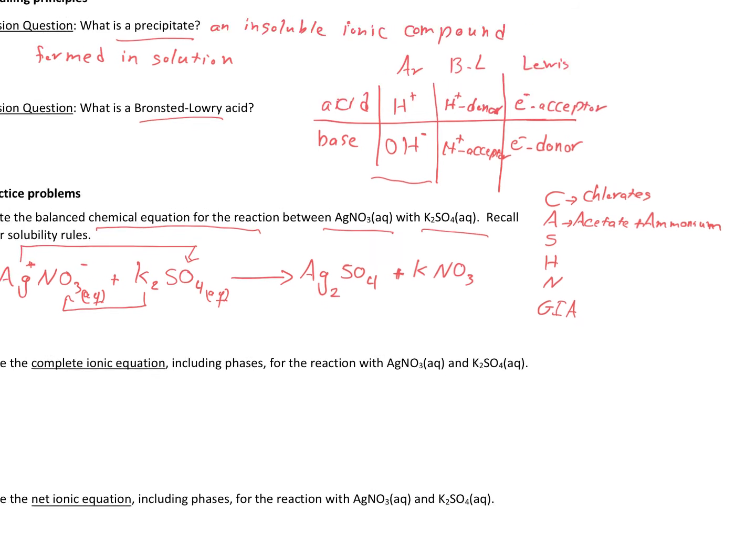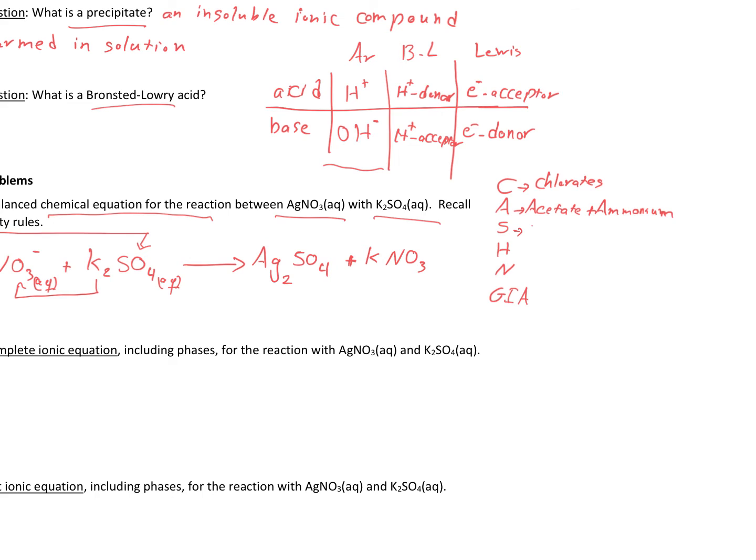Ammonium salts are soluble. Sulfates are soluble except if they are with CBS, the channel, which is calcium, barium, and strontium, and HAP, happy, which is Hg2 2+, Hg+, and Pb2+. If it's with these 6 ions, it's insoluble, otherwise it's soluble.